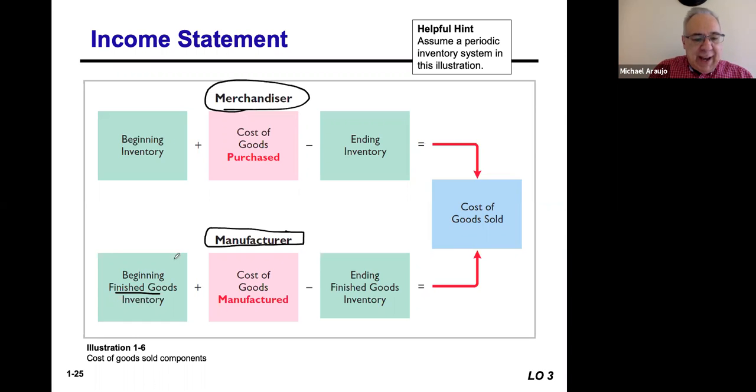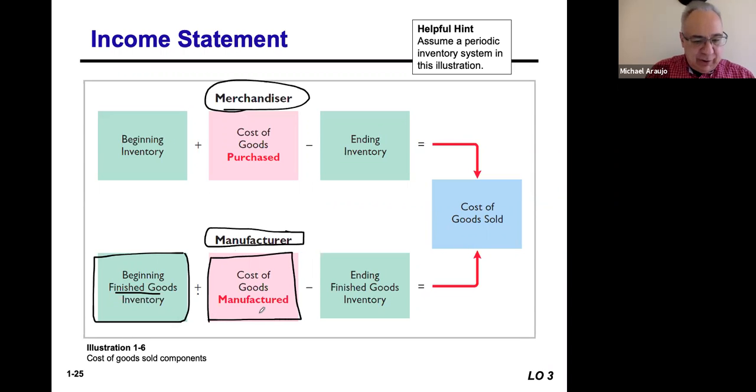So for a manufacturer, we look at the beginning amount of finished goods we have in inventory. We add to that all of the cost of goods that we have manufactured. And then we subtract from that the ending balance in finished goods. That difference is cost of goods sold for a manufacturer, and that's what you're going to be seeing and focusing on in this part.